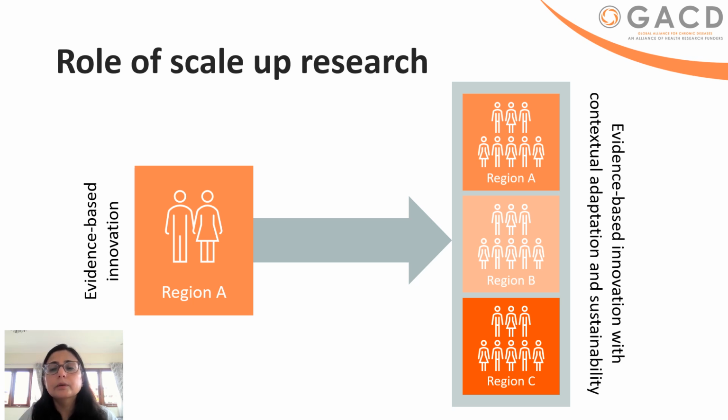Now, I know there's a separate lecture being delivered around scaling up and scaling out, and these issues will be discussed more there. But through this illustration, I just want to highlight that this gray arrow is really that scale-up research process, which takes an intervention from a small scale to a larger scale across different contexts.